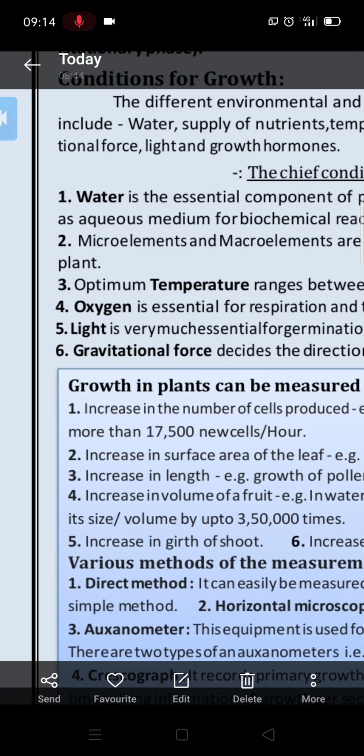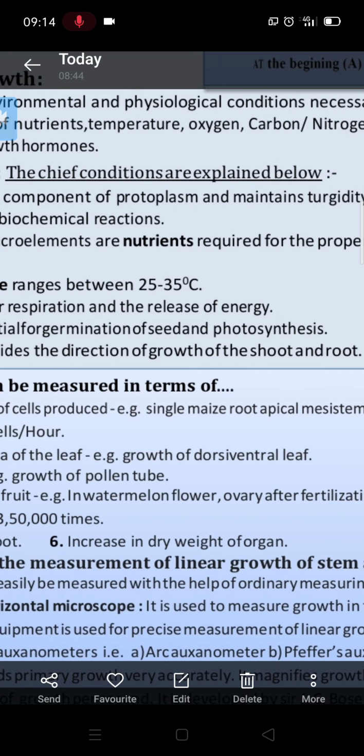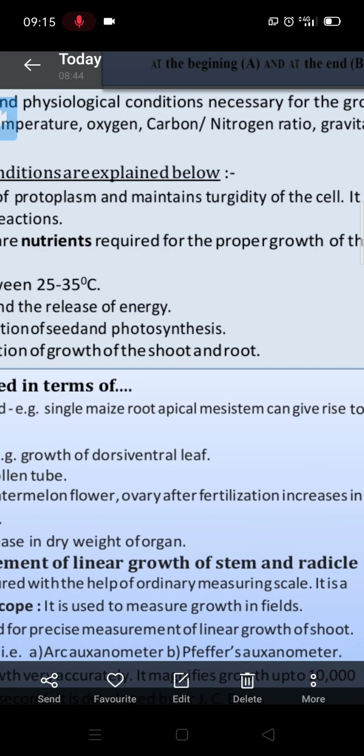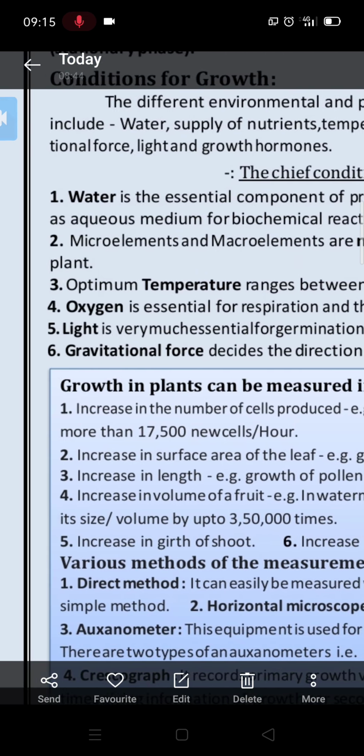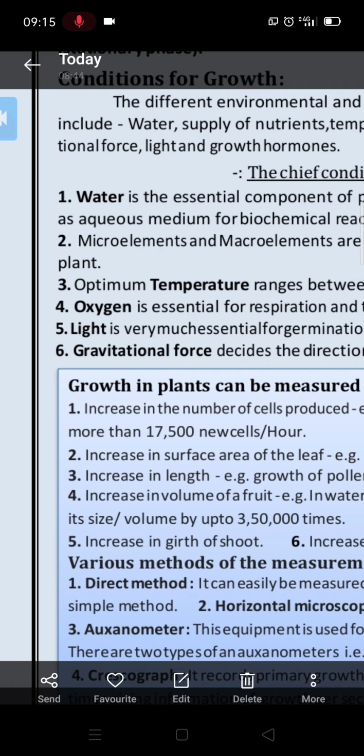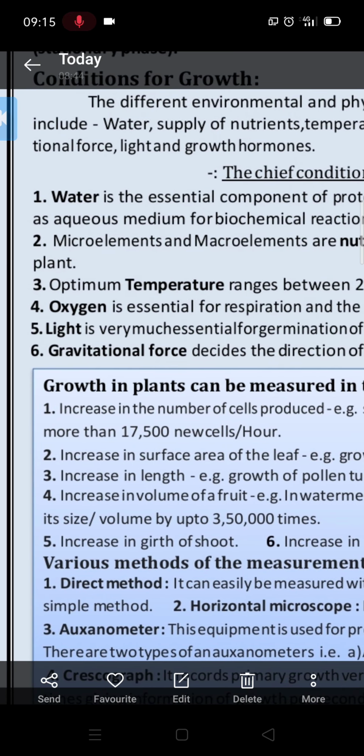First one is water. Water is an essential component of protoplasm. Protoplasm is a liquid-like substance present in the cell of the plant body and maintains turgidity of the cell. It maintains turgidity as well as gives a proper shape to a cell. It acts as an aqueous medium for biochemical reactions. You know that an aqueous medium plays a very important role in any chemical reaction as well as biochemical reaction.